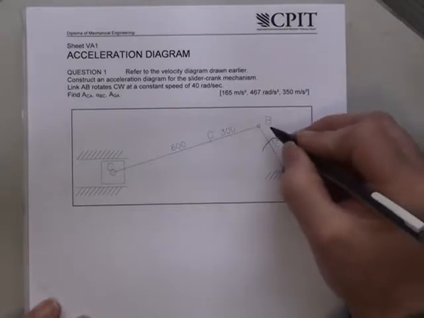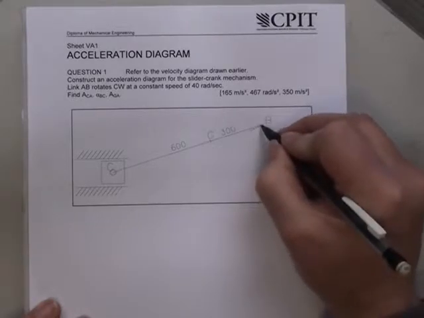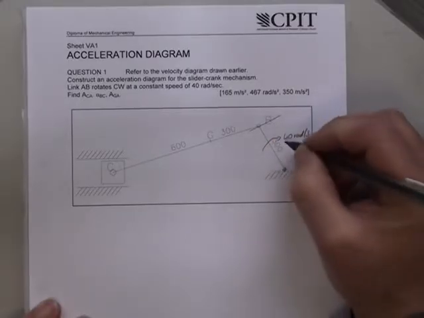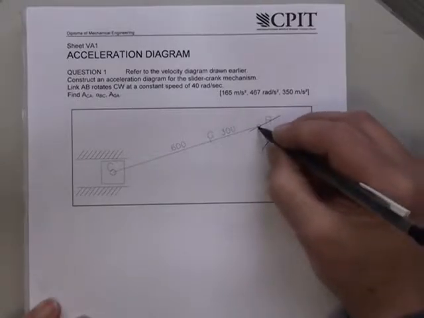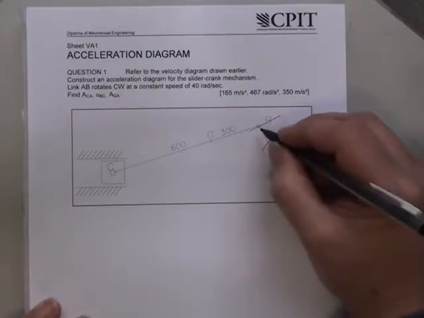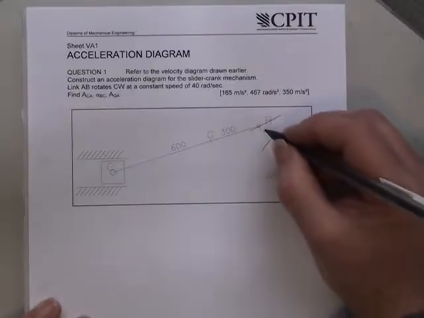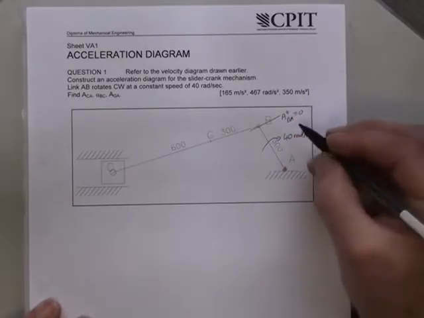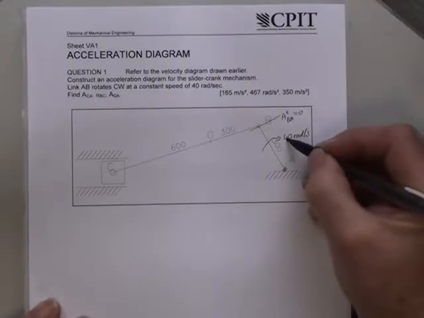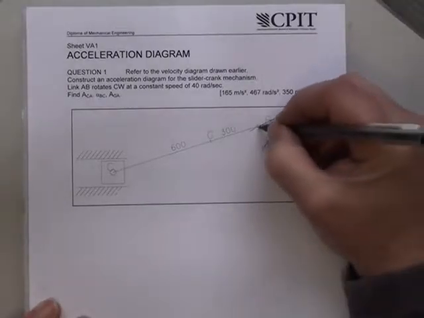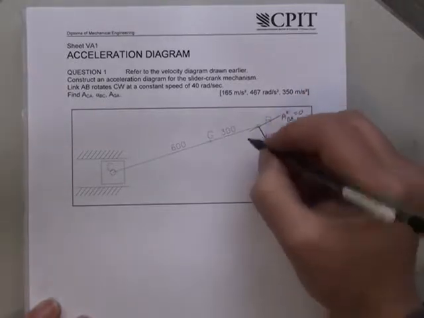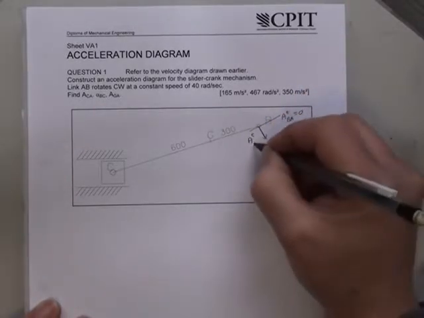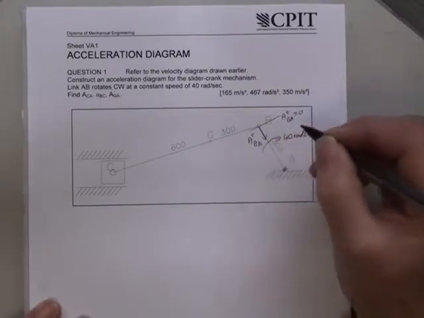As per my notes, we have two accelerations: a tangential acceleration and a centripetal acceleration. I'm trying to find point B, so I need to draw my accelerations at point B. The tangential acceleration of BA is equal to 0 because this link is not accelerating, it's going at a constant rotational speed. It will, however, have a centripetal acceleration, AC of B relative to A.